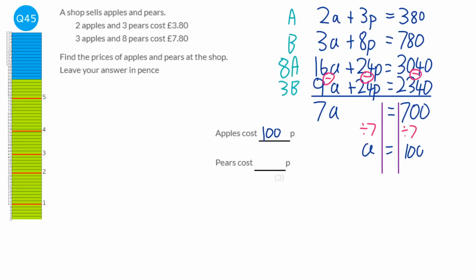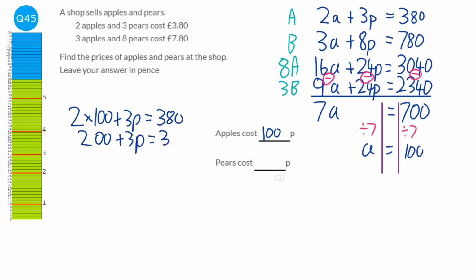We need to work out what pears cost. So I just need to pick one of the equations. I'm just going to pick this top one here, and I'm going to write it out. But instead of a, we know that a is £1, or 100 pence. So plus 3p equals 380. So that's going to be 200 plus 3p is 380.